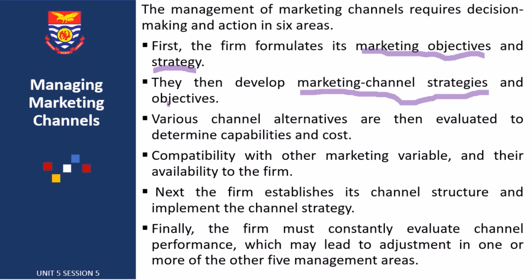After that, they have to look at the various channel alternatives, which should be evaluated to determine the capabilities and the costs involved. Also, the compatibility with other marketing variables and their availability to the firm: how they are compatible with other marketing variables and how they could be available to the marketing firm. Next, the firm establishes its channel structure and implements the channel strategy. Finally, the firm must constantly evaluate channel performance, which may lead to adjustments in one or more of the other 5 management areas above. Let us take the 6 areas one after the other.